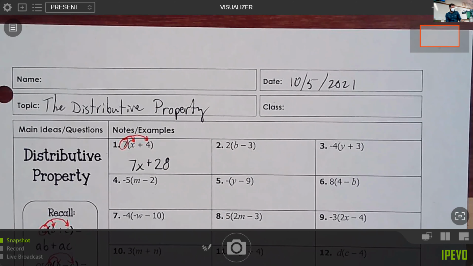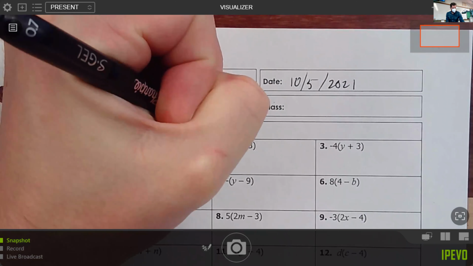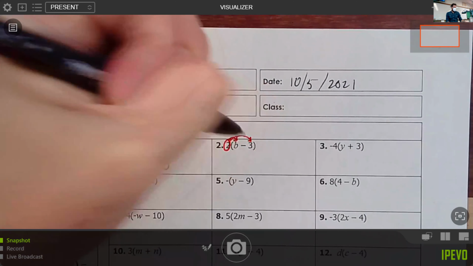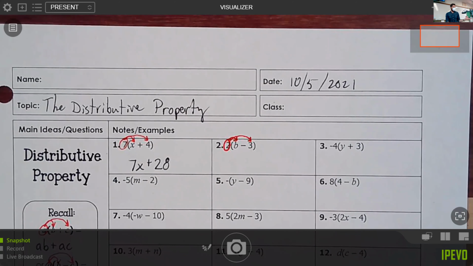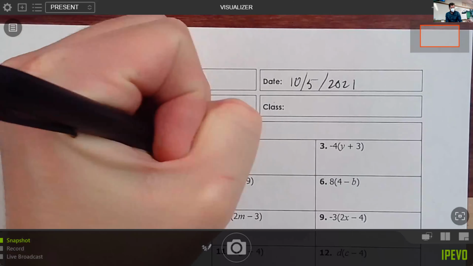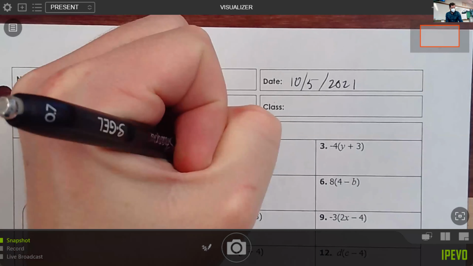For the second one, we're going to take our 2, multiply by the quantity b minus 3. You don't have to show the arrows and the circling the number on the outside if you don't want to. I'm going to do that just to show you what we're doing on each one of these. But that's something that you can do if you feel like it's helpful, but it's not a necessary thing to do. 2 multiplied by b is just 2 times b, or 2b. And then minus 2 times 3 would be minus 6.